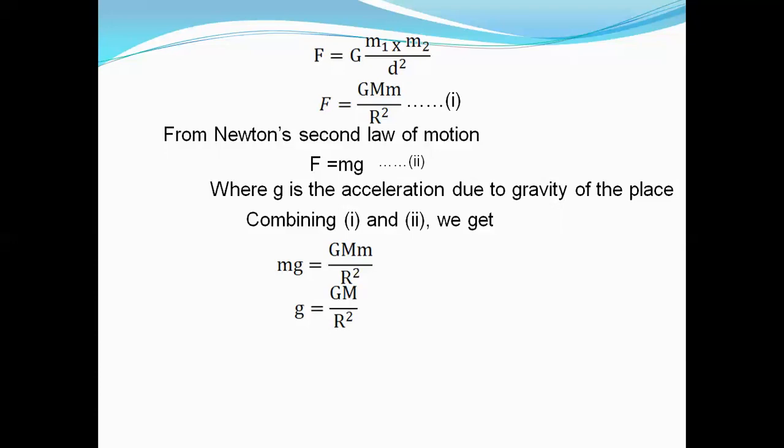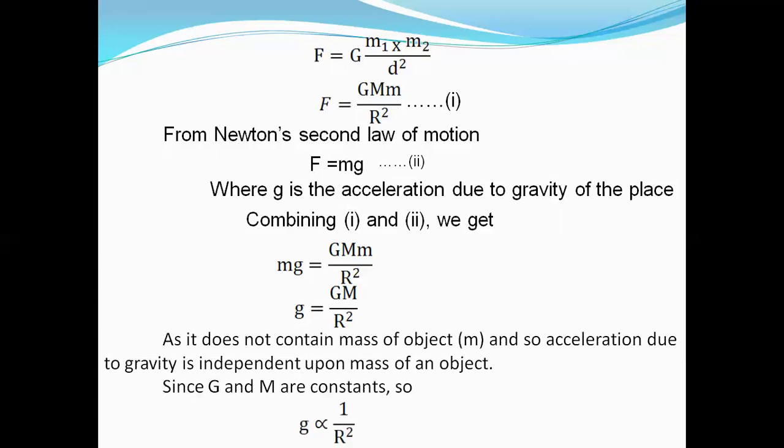Conversely, to write an equality sign in terms of proportionality sign, we require an equal to and a constant, and in that case only we can write the proportional sign. So then it becomes g proportional to 1 by R square, or we can say g is inversely proportional to square of radius. This is the proof that acceleration due to gravity is inversely proportional to square of radius of the heavenly body.